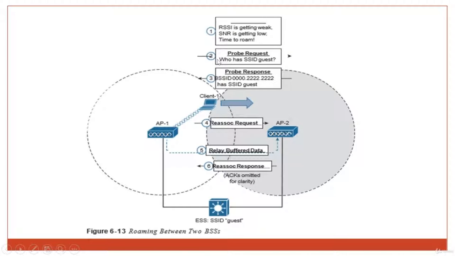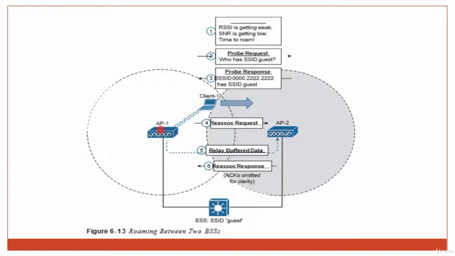Now in this case, what is happening? The client will send the probe, and he will get the probe response. Then you can see that the association request will get initiated, and I want to highlight point number 5 here, because it's important. When the client is roaming across the APs or across the wireless network, point number 5 is important.